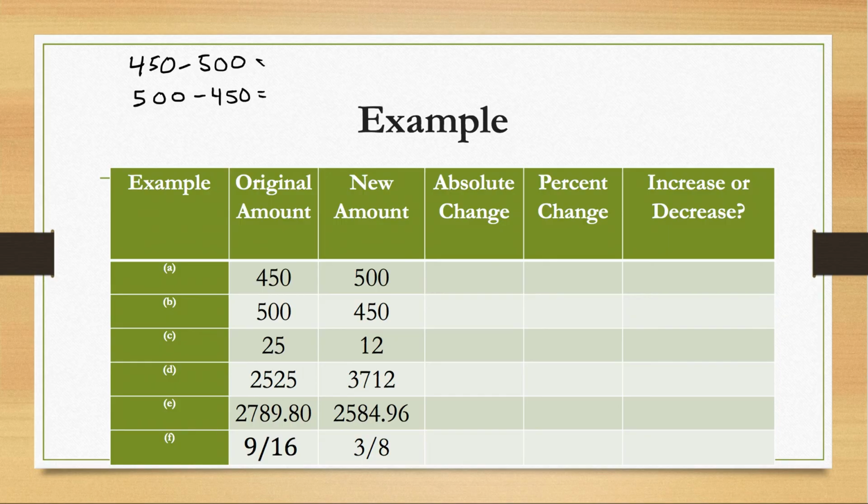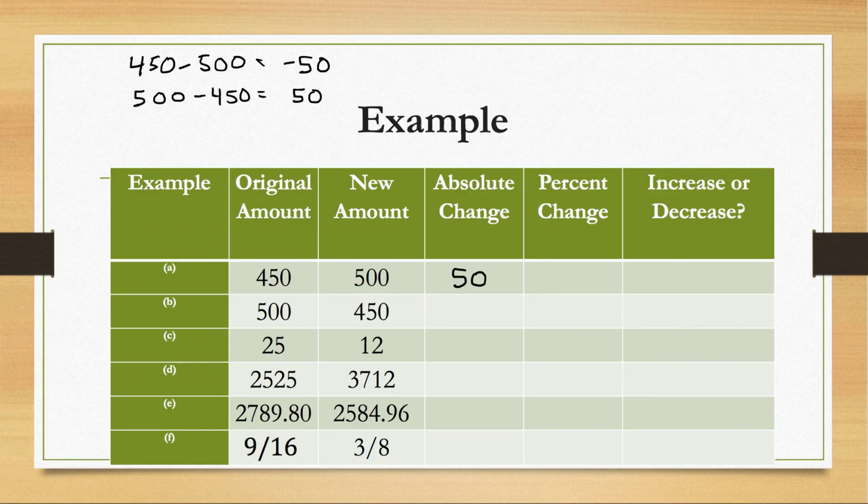Now, if you put these in your calculator, the 450 minus 500, your calculator is going to give you a negative 50. And the 500 minus 450, your calculator is going to give you a positive 50. Remember, absolute change has to be positive. So even if your calculator gives you a negative, you're still going to enter the positive value for your absolute change. Okay, so you don't want to get hung up on which order you need to subtract them in. It really doesn't matter. Subtract them, and if your calculator gives you a negative answer, then just remember that it needs to be positive when you write it in for your answer for absolute change.